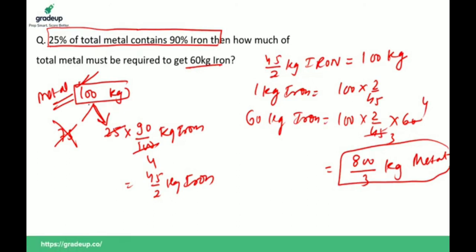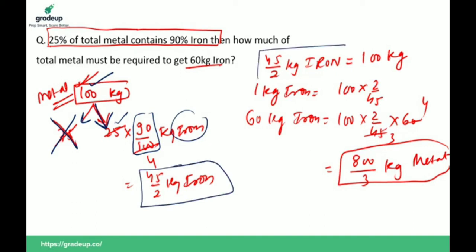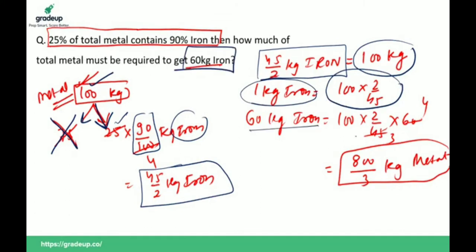Guys, let's say the metal is 100 kg. Then the 75% part does not contain any iron, and the 25% part contains iron, but not in the whole 25% part. Only 90% of this 25 contains iron. That means this iron can be obtained from 100 kg metal, then 1 kg iron can be obtained from this many kg metal, and we have to obtain 60 kg iron, then this can be obtained from this many kg metal. I hope this is clear to all of you. In this question we have been given that only 90% of this 25 is iron. All right.